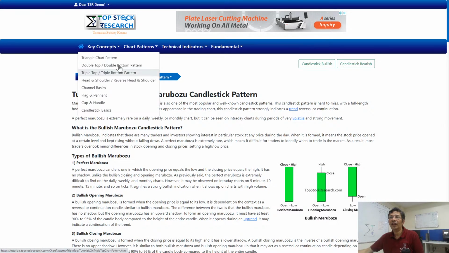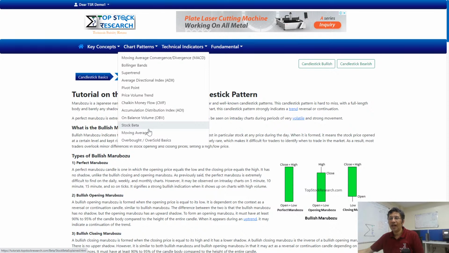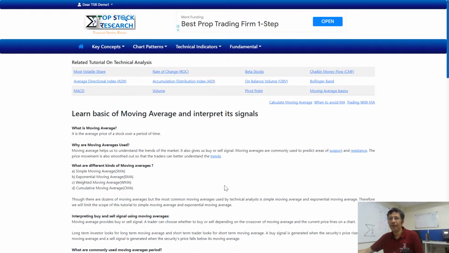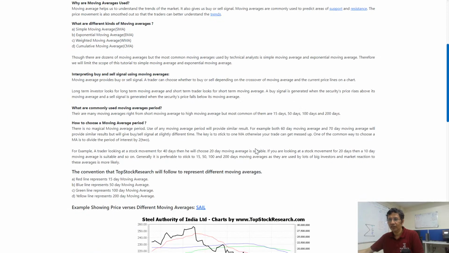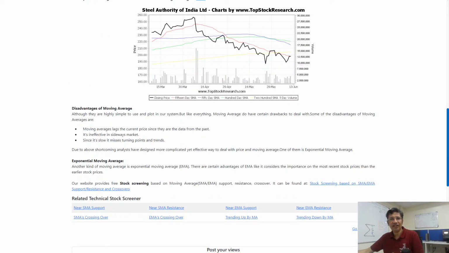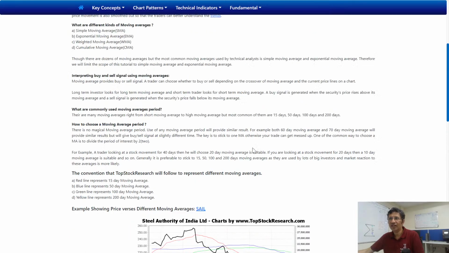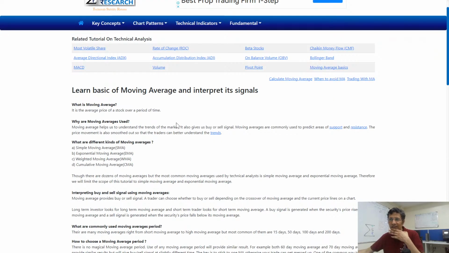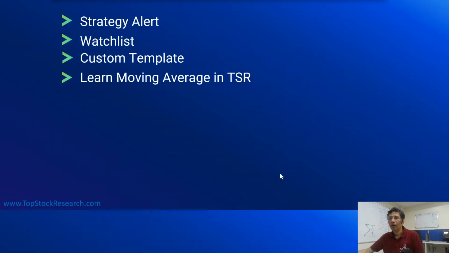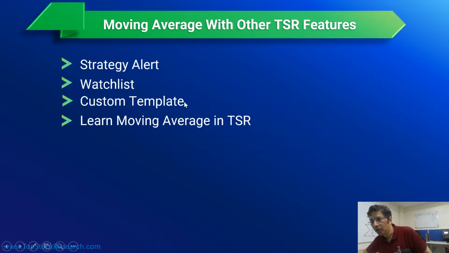Similar to that, we have a brief tutorial on candlestick, on moving average. We'll be enhancing it with all the latest and greatest examples with all the strategies. So keep coming to this one. You'll see lots of improvements and a lot of enhancements coming out here. Then I think that's about it.